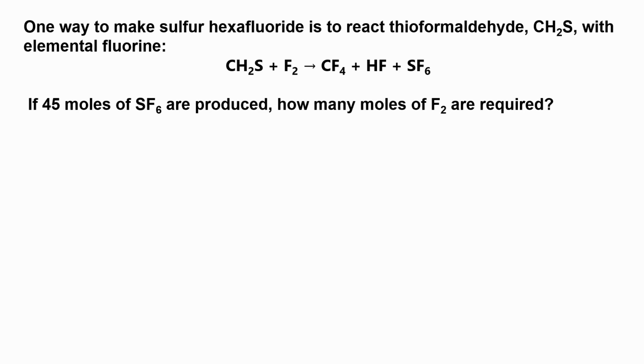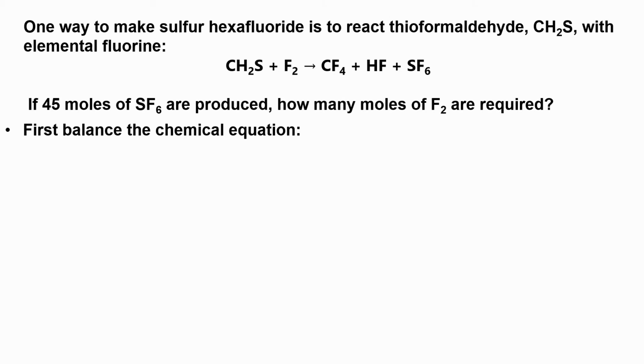Now for the reaction where thioformaldehyde reacts with fluorine gas. One way to make sulfur hexafluoride is to react thioformaldehyde, CH2S, with elemental fluorine. If 45 moles of SF6 is produced, how many moles of F2 are required, where SF6 represents sulfur hexafluoride?